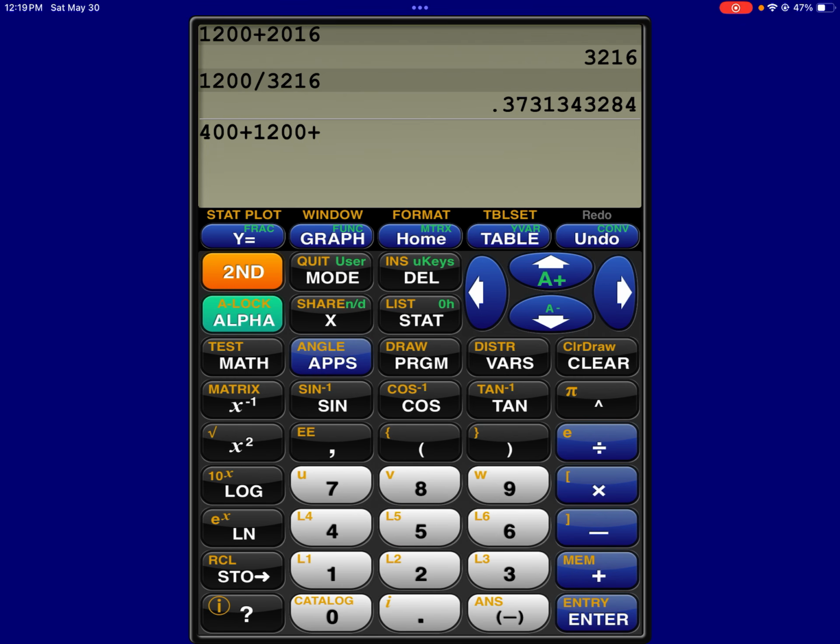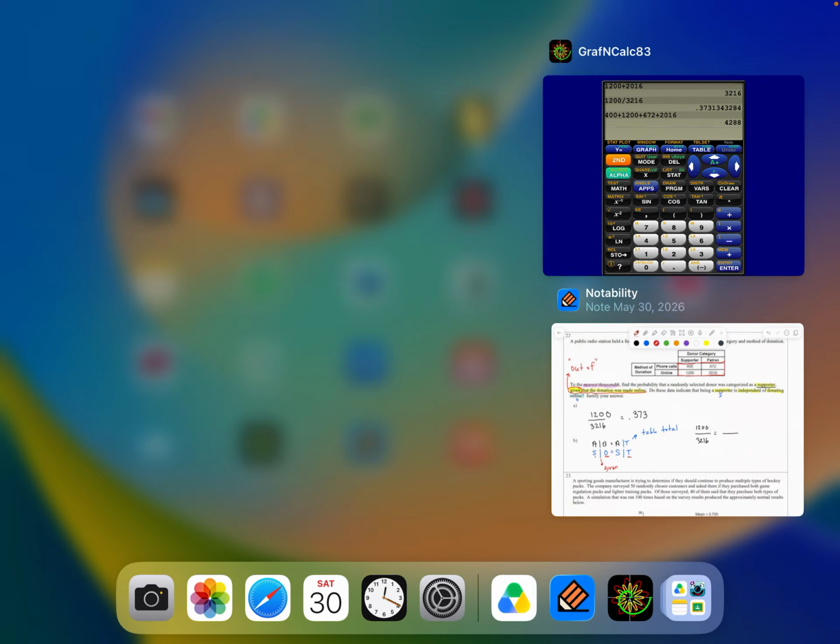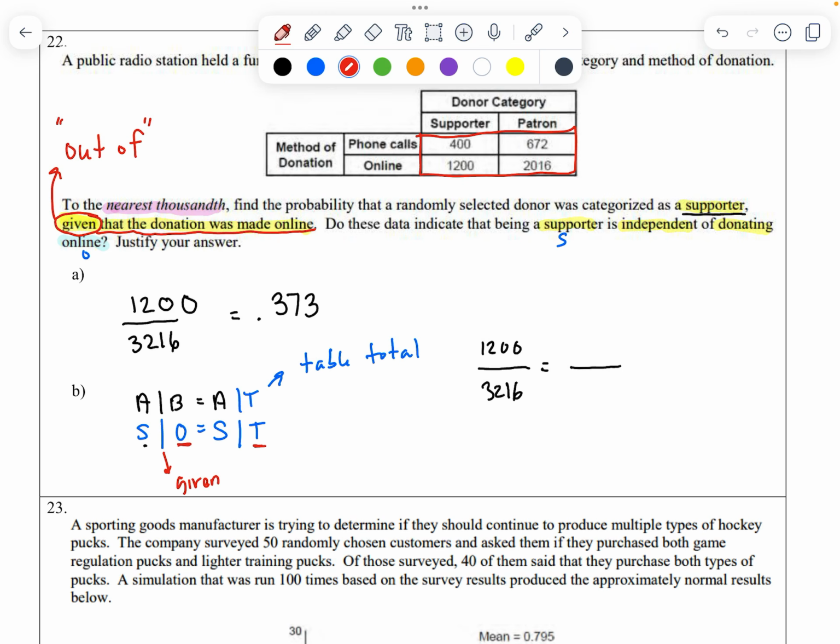So 400, 1,200, 672 plus 2016. 4288. Okay. So I'm saying out of everybody, how many are supporters? So where are my supporters? My supporters are over here. So I'm going to have to add up all of those, which is 1,600.